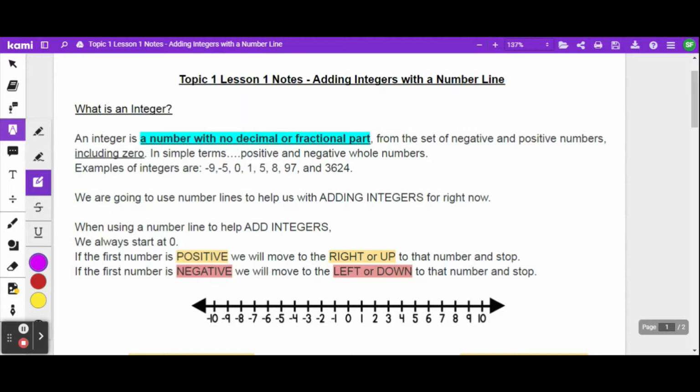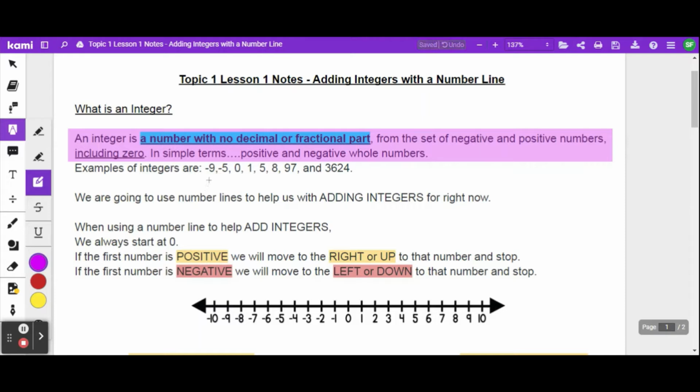First things first, let's talk about what an integer is. An integer is a number that has no decimal or fractional part from the set of negative and positive numbers, and it does include zero. So for those of us who aren't quite understanding that, we're basically looking at any whole number that is positive or negative, but it does have to be a whole number.